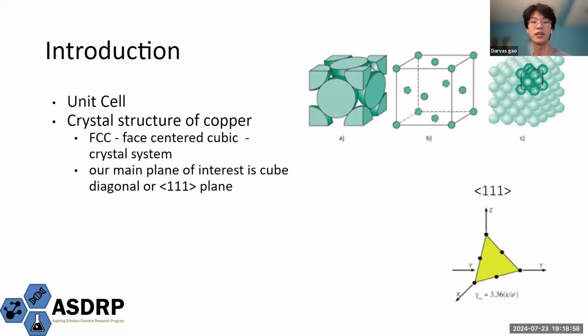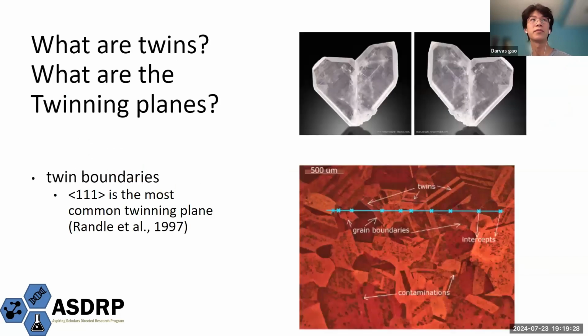Well, we use something called a unit cell, which basically describes a cell with atoms set at points within the cell. For copper, this is a face-centered cubic, FCC, which means that there are atoms at each of the vertices and an atom at the center of each of the 6 faces. In copper, an important plane to know is the 111 plane, which we'll see is important to the twinning planes that I'll explain. So what are twins?